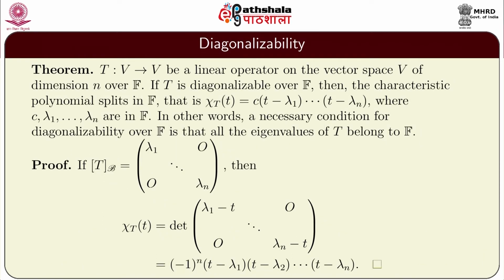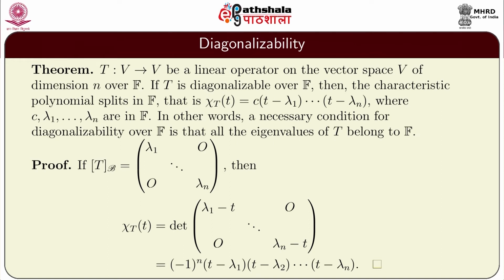The theorem: let T from V to V be a linear operator on the vector space V of dimension n over the field F. If T is diagonalizable over F, then the characteristic polynomial splits in F. That is, the characteristic polynomial chi T of t can be written as C multiplied by t minus lambda 1 multiplied by t minus lambda 2 and so on up to t minus lambda n, where C, lambda 1, lambda 2 etcetera up to lambda n are scalars in the field F.